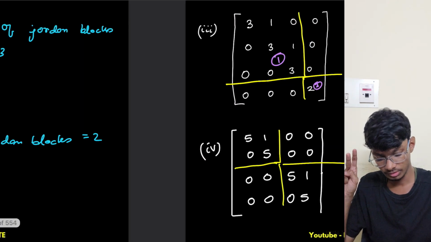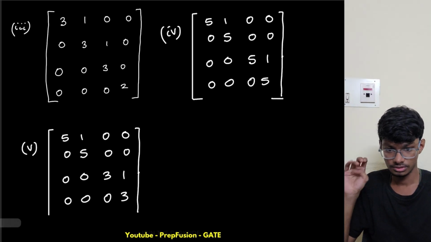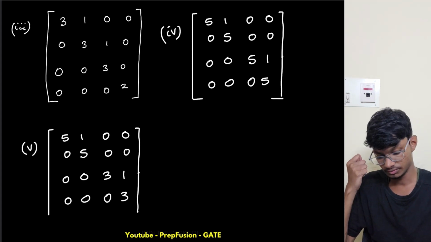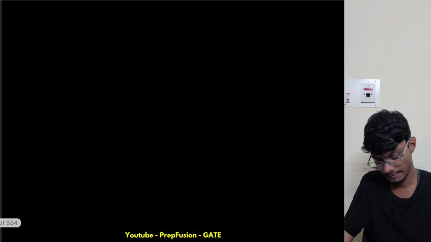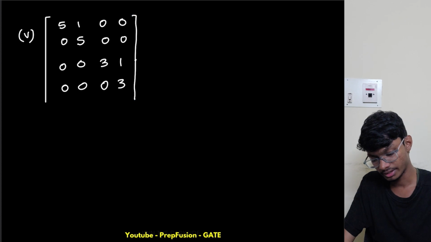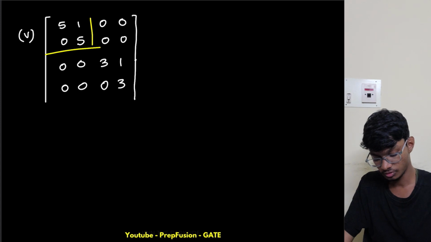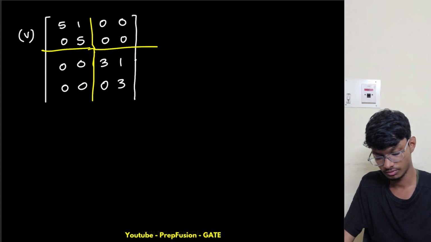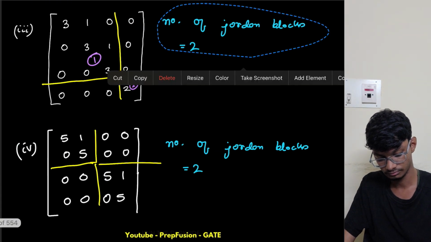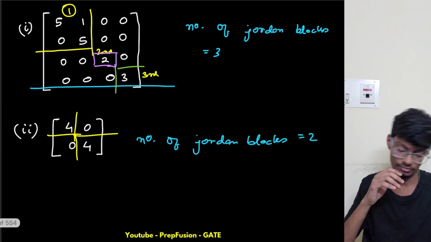So now I will go back. This was the fifth, and we have another one also. Let's see how many Jordan blocks we have in this one. Again, this is repeated and we have one above, so this is one of the Jordan blocks. And this is another Jordan block. So we have 2 Jordan blocks again, so the number of Jordan blocks is 2 again.